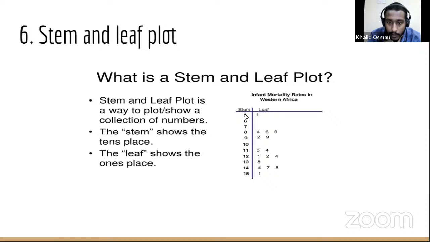While here in 8, we have 8, 4, 6, 8. This represents 3 different results. So this is actually not 4, this is 84. This is 86, and this is 88. Here, this is 92, and this is 99, and so on. So that is really what it represents.